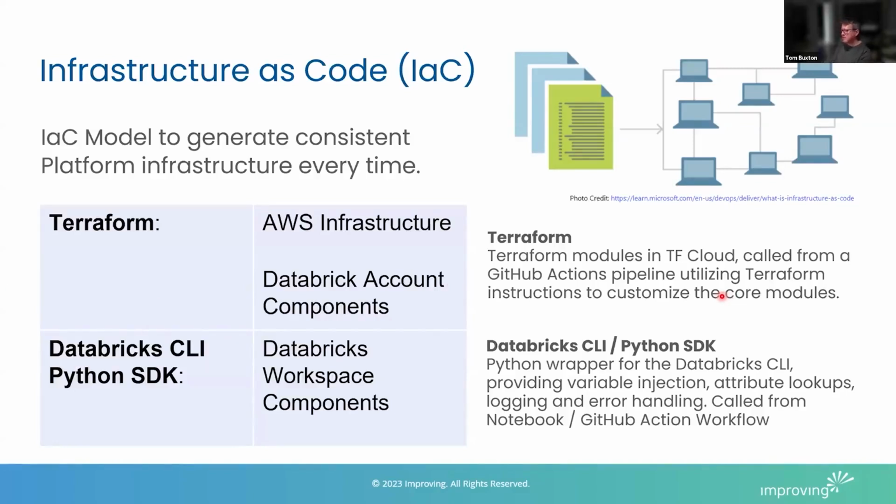The CLI is great, but it gets complicated once you start putting a Python wrapper around it. We want to provide variable injection. We want to do attribute lookups. We want to do logging. We want to handle errors. And that requires some work to actually create, which we did. And we called this from a notebook or from a GitHub Actions workflow. We're now using the Python SDK to test what we're deploying, as of course we always will. But the SDK is much simpler, and we're going to talk about that next.